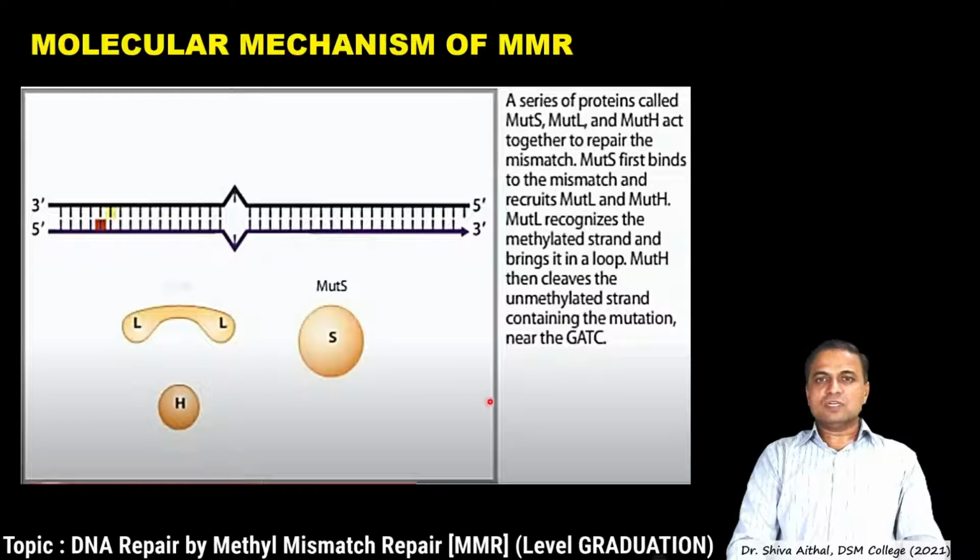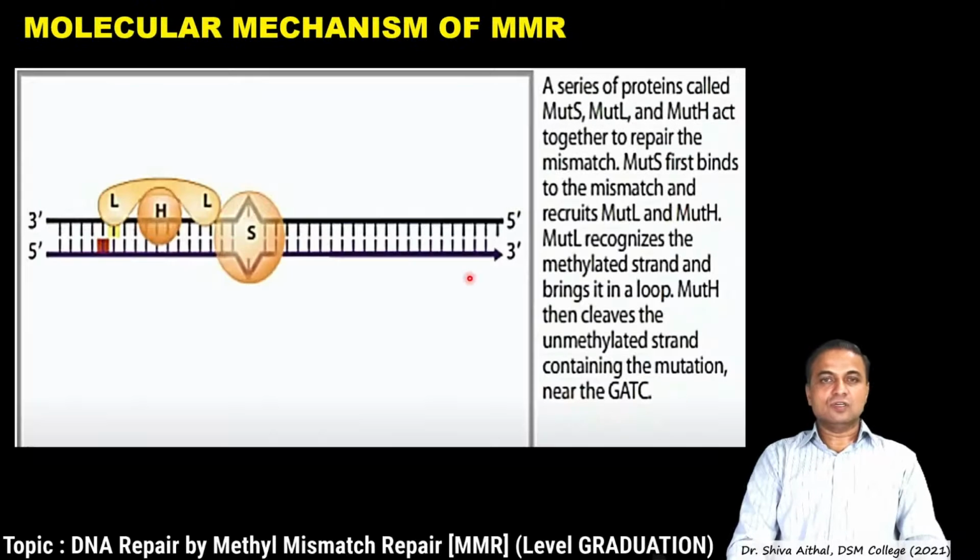So a series of proteins, MutS, MutL, and MutH, act together. MutS finds the mismatch, binds it, recognizes the methylated strand and brings it to a loop. MutH cleaves the unmethylated strand, which contains the GATC palindromic sequence. You can see all these proteins assemble at the site, and MutS, MutL, and MutH recognize the GATC region here, that is the palindromic sequence.